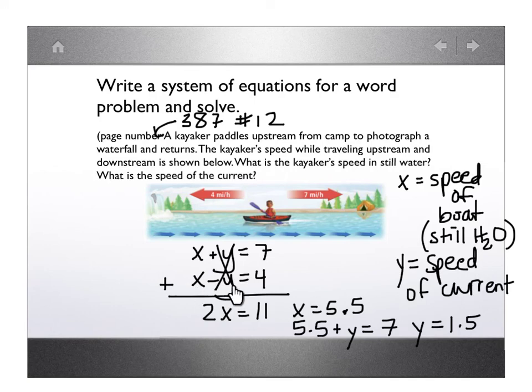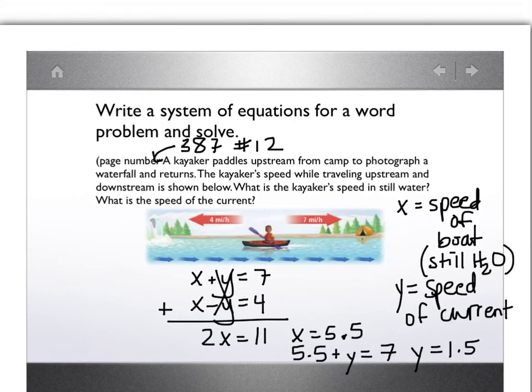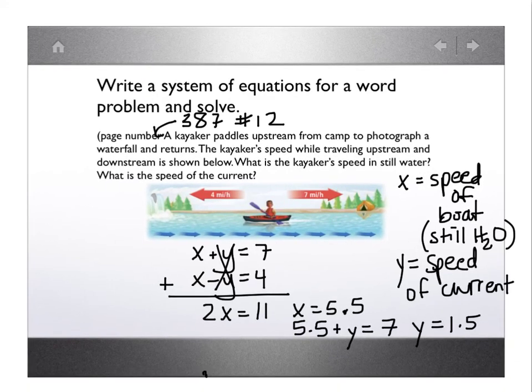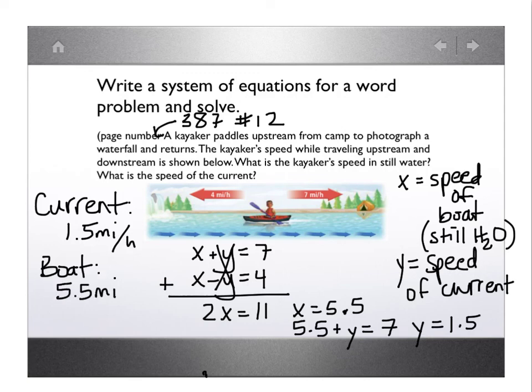When you use elimination to solve this, the y's cancel, you get 2x. Common mistake is to accidentally just put x here, so make sure you remember that's 2x equals 11. Divide by 2, and x equals 5.5. Plug in the 5.5 and solve, and y equals 1.5. So the current, sorry, I hit the wrong tool. Okay. The current is moving at 1.5 miles per hour, and the boat by itself can travel at 5.5 miles per hour. Not a hard problem to figure out, not at all.